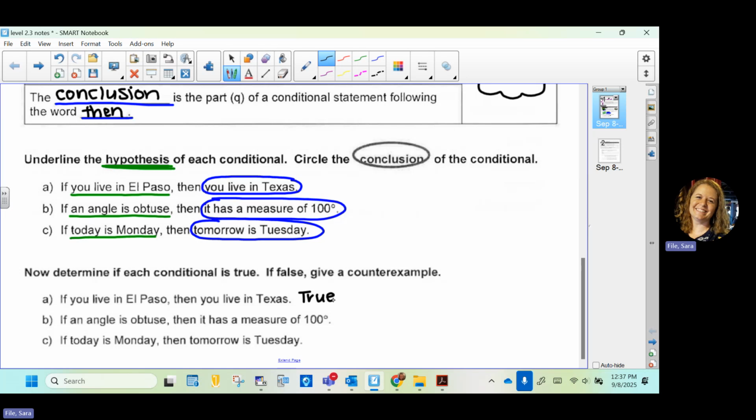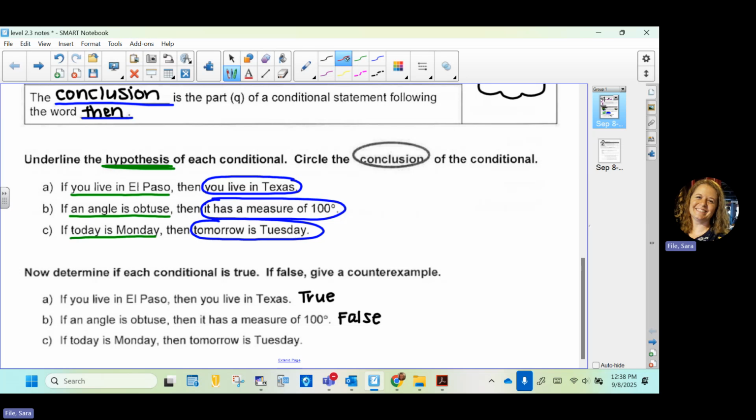Now the next one says, if an angle is obtuse, then it has a measure of 100. Now, can that be true? Is a 100-degree angle an obtuse angle? Yes. Obtuse, remember, means bigger than 90, less than 180. So between 90 and 180. But does that mean every obtuse angle is exactly 100 degrees? No. So this is false because it's not true all the time. It can be true, but it's not true all the time, or it's not the only truth.